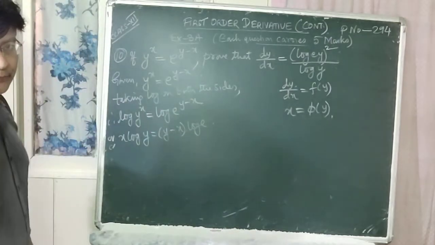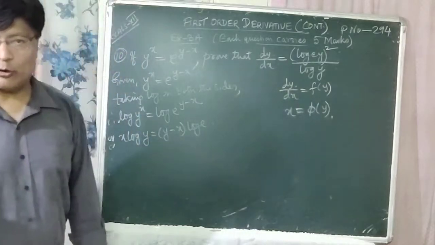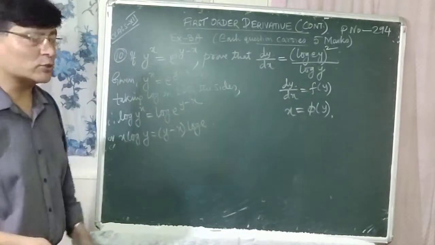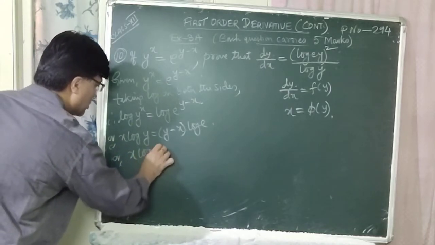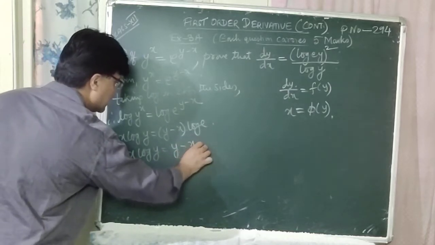What is the value of log e? If there is no base, the base is e always. And log e base e is always 1. So you don't have to write log e. So x log y is equal to y minus x.